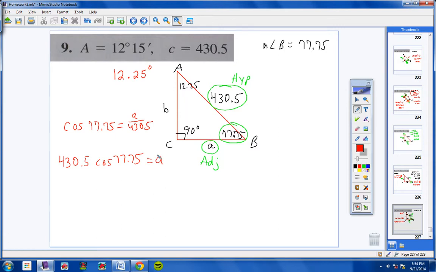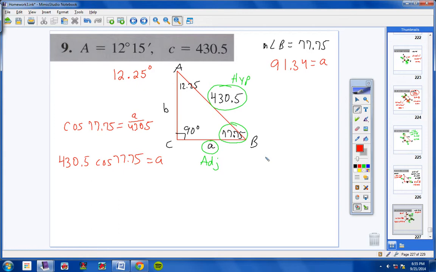Let's see what we get. 430.5 cosine 77.5 or 77.75, and you would get 91.342. So we're going to call it 91.34 equals A. Okay, we'll slide that right up here.